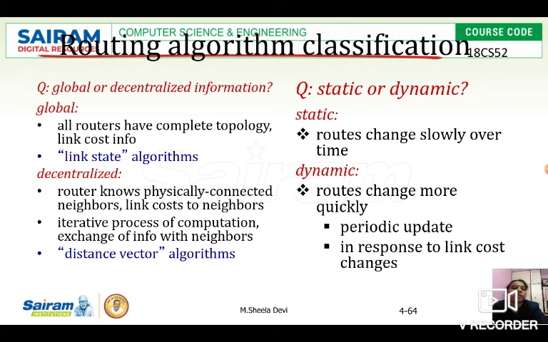Static always follows the same path since it doesn't have the updated information, whereas dynamic routing has the updated information. It gets updates periodically, as the information is updated to all the routers. With the help of that, it will change the paths according to the situation.